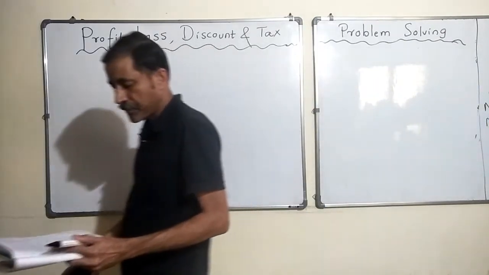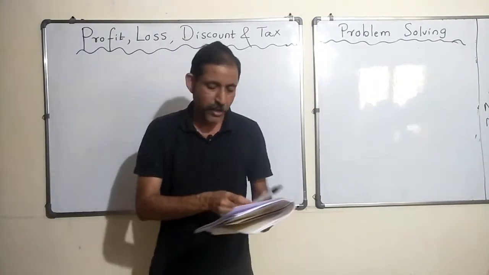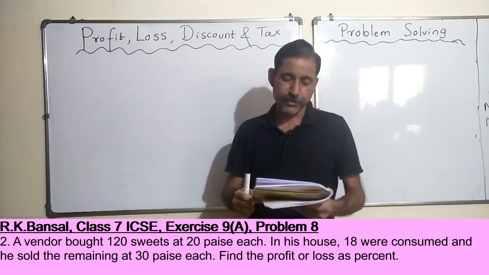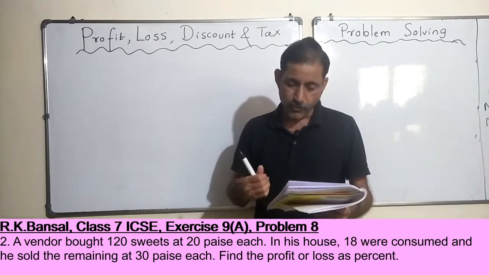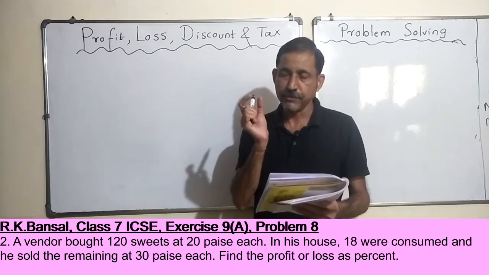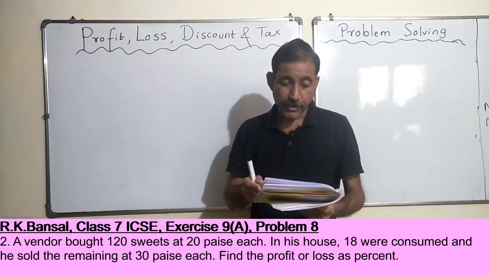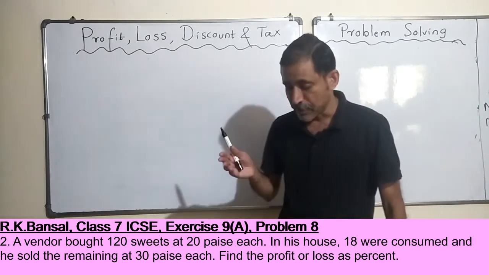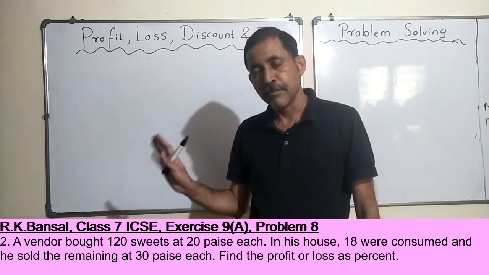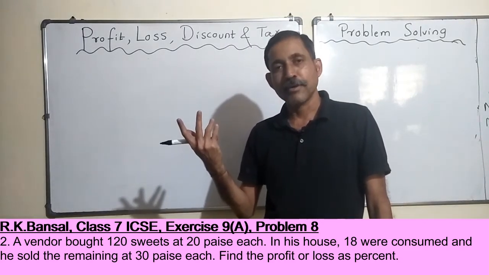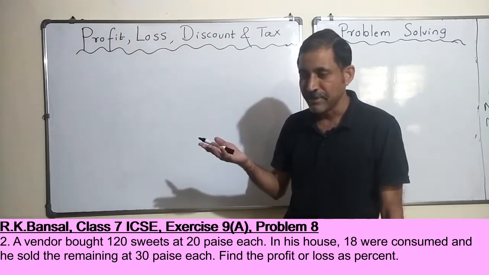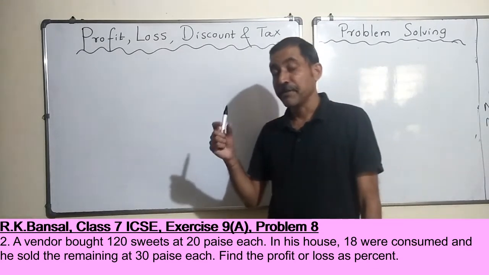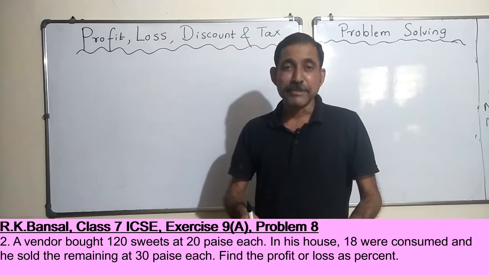Now the second problem is, a vendor bought 120 sweets at 20 paise each. So there is a vendor, he bought 120 sweets and he paid 20 paise for each sweet. In his house 18 were consumed and he sold the remaining at 30 paise each. Now that's a very common scenario. You bring sweets, your children would consume some of them, and the poor father, who is also the vendor, has to sell the remaining probably at a higher price so as to make up for the loss due to the sweets eaten by his children.